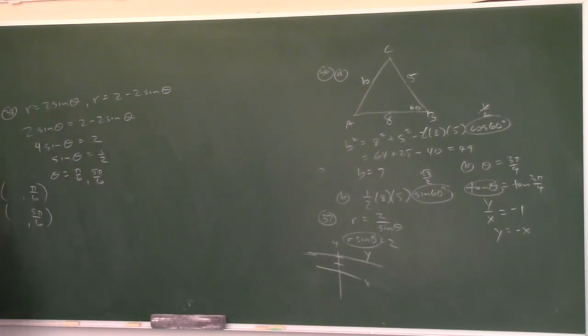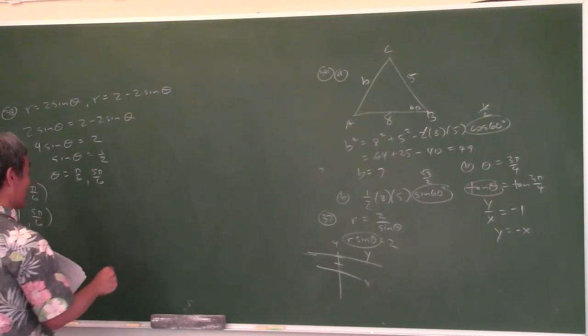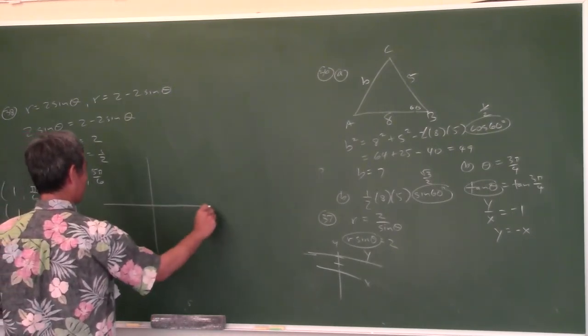I think this one is easier. Sine of pi over 6 is 1/2, times 2, 1. Okay, those are your algebraic points of intersection, but there could be graphical points of intersection. That's why we need to draw the graphs.